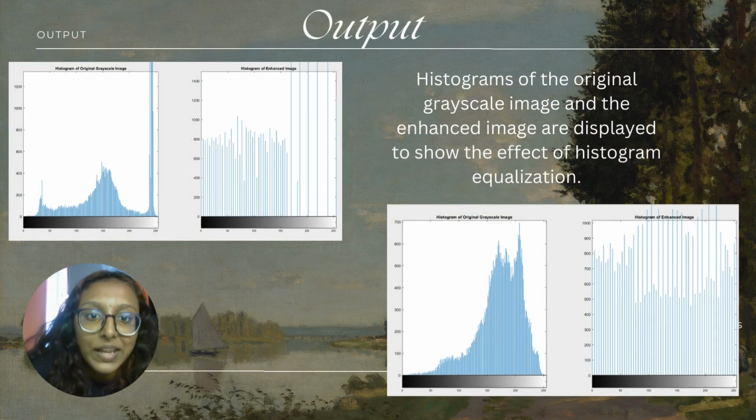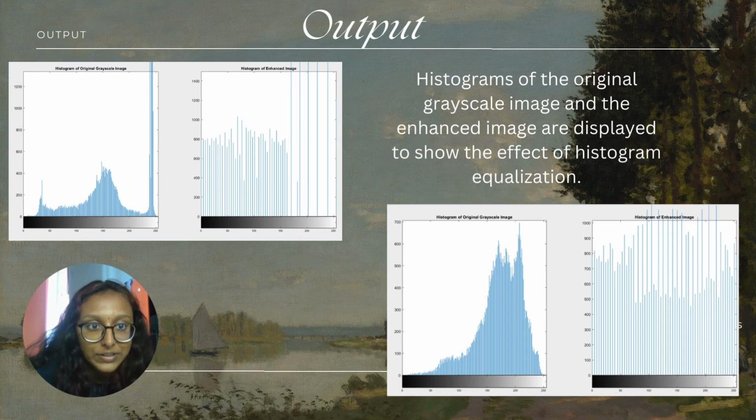In the third and last figure, the histogram will illustrate the effects of histogram equalization by showing the distribution shift from the original to the enhanced image. They depict how pixel intensities are spread across the grayscale range. The histogram of the original grayscale image shows the concentration of values in the mid-range, while the histogram of the enhanced image shows a more uniform distribution, indicating improved contrast.